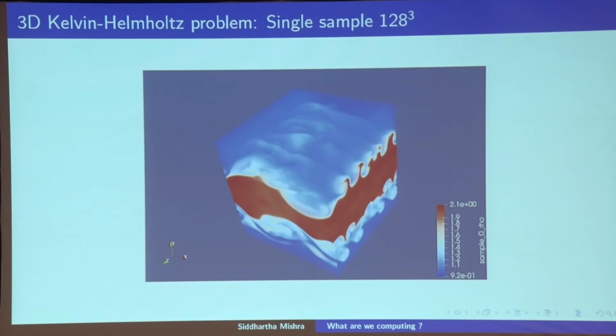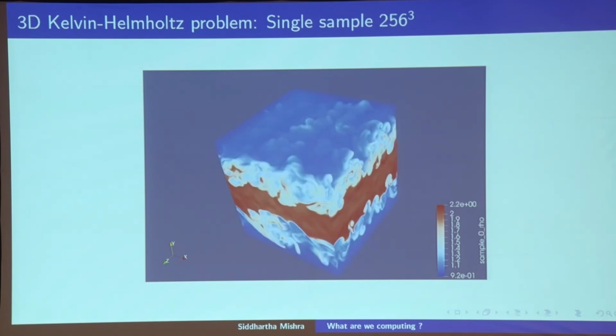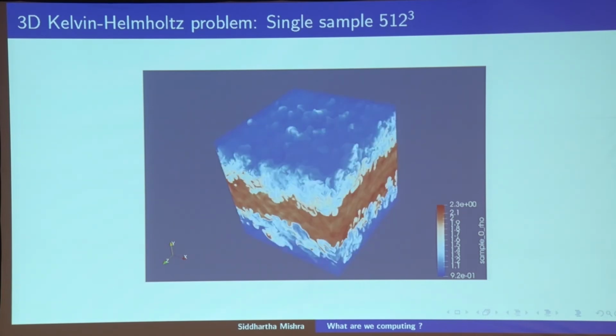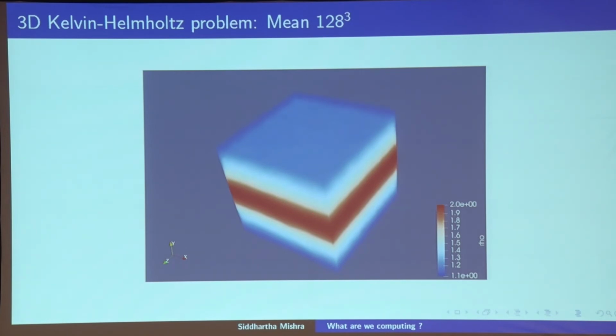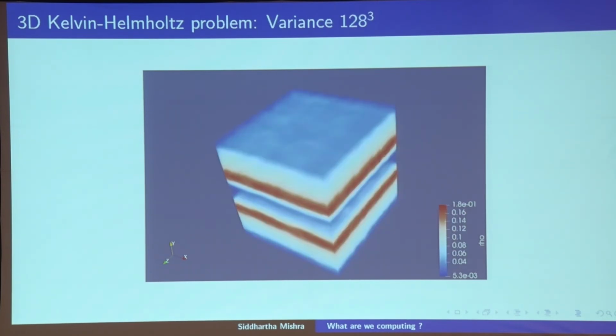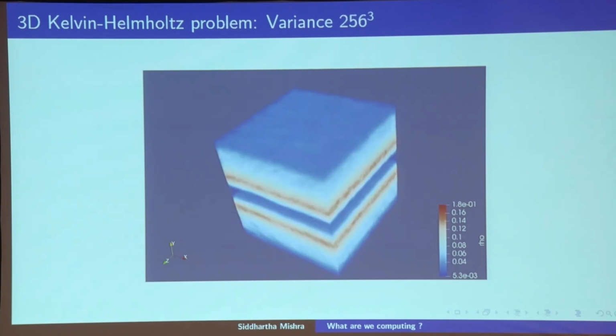We have done some three-dimensional calculations, preliminary ones. So this is the same problem, but in three space dimensions. You're looking on the side. So this is a single sample, 128 cubed, 256 cubed, more vortical structures, 512 cubed, 1024 cubed. You keep on getting more and more structure. On the other hand, if you look at the mean at 128 cubed, it looks much nicer. At 256 cubed, you can verify this convergence. The higher statistics are still not ready, so higher resolutions. The variance at 128 cubed looks nice, and at 256 cubed, you can see that there is some convergence already. We have not finished the computations.